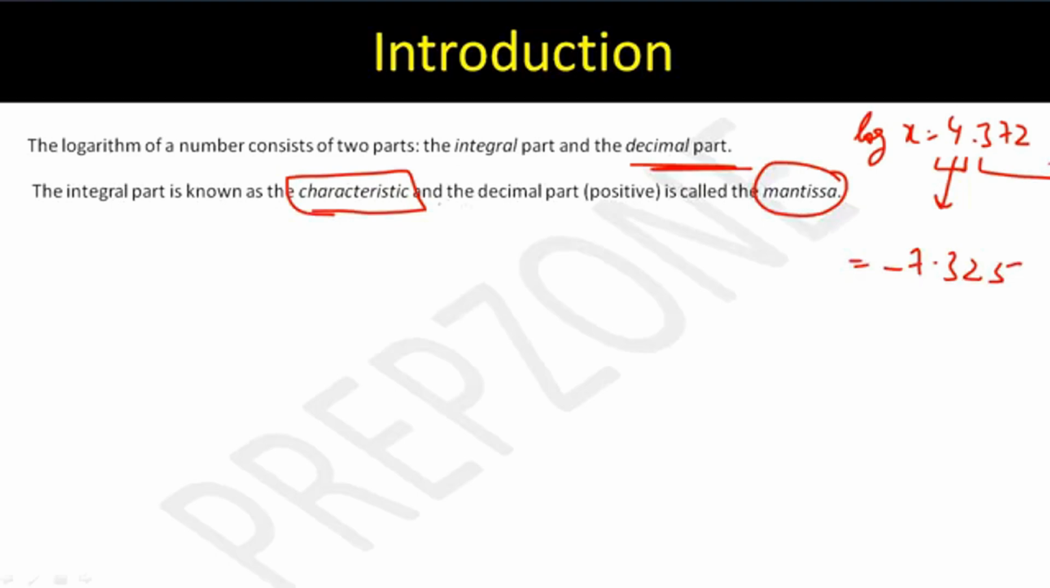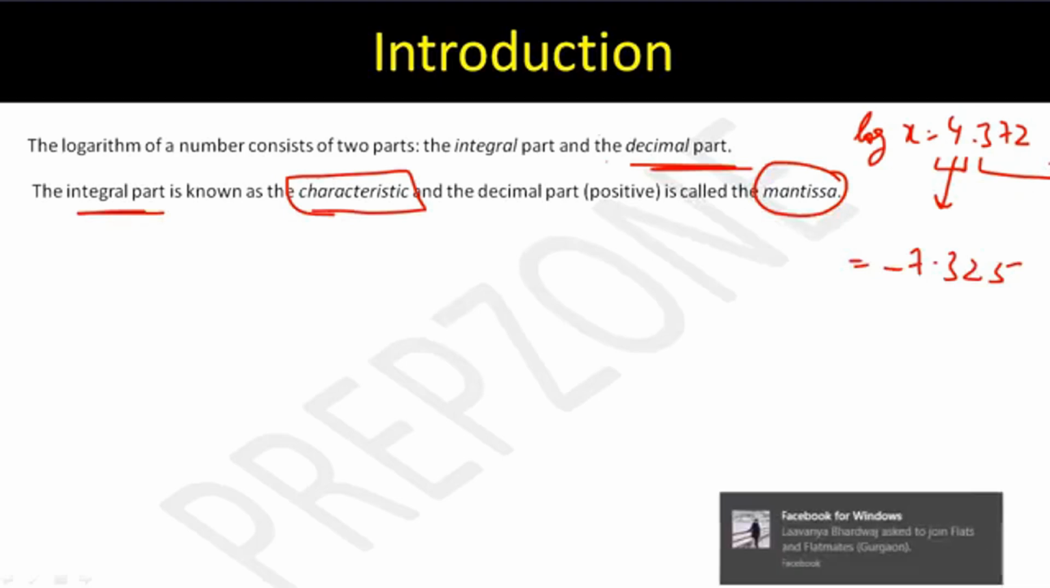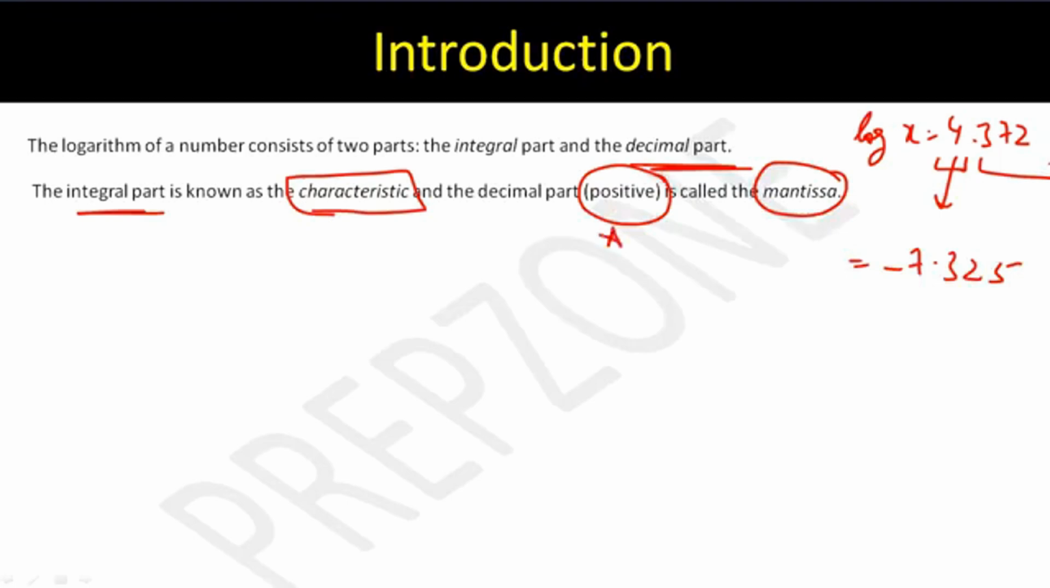So what is characteristic? Characteristic is the integral part of the value of the log. And what is mantissa? Mantissa is the fractional part or the decimal part. But always remember this small thing which I've mentioned in the bracket, positive. This is the most important thing to note here. The decimal part has to be positive. If it's not, you have to make it positive. And that's when you will call the fractional part your mantissa.